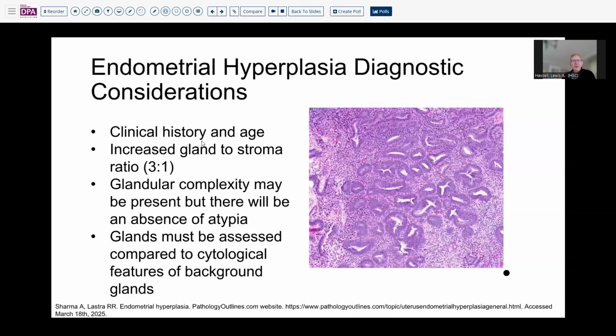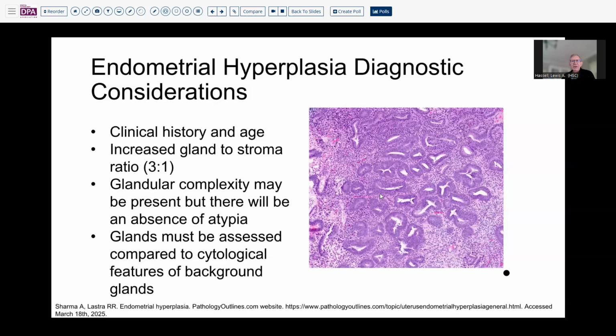The things to be considering here, of course, are the age. In general, the gland to stroma ratio in all hyperplasias is increased. 3 to 1 is a recommended cutoff, but certainly anytime it's 1 to 1, you want to be starting to think about that possibility. And certainly when it's 2 to 1, even more so. There will be a degree of architectural complexity, which you can see here. There's some branching and forking in these endometrial glands.